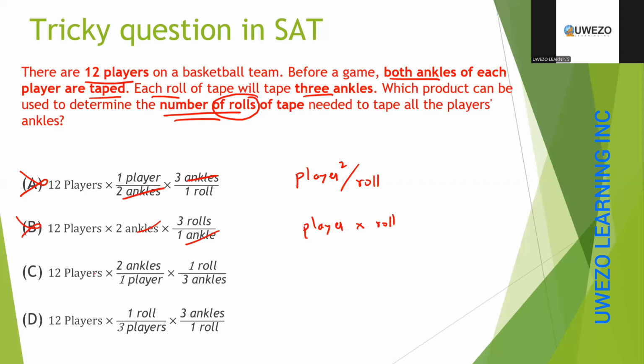So in option C, both the player units get cancelled and also the ankles get cancelled, and all we are left with is only the rolls, and that will be our answer. You can also check option D, the players get cancelled and we are left with some ankles. So this would give us the number of ankles, not the number of rolls. So definitely C is our answer. So if you follow this simple trick, cancelling all the units, the required unit must be left in the answer.